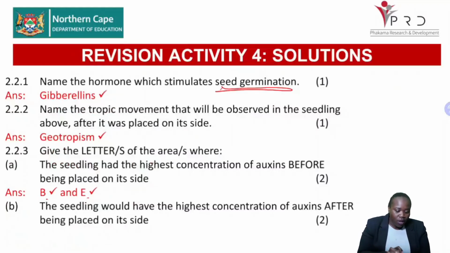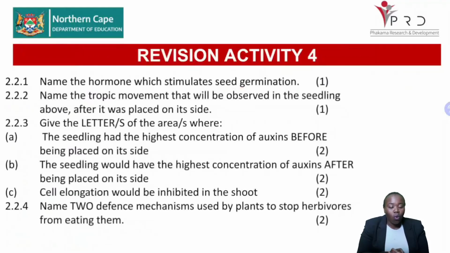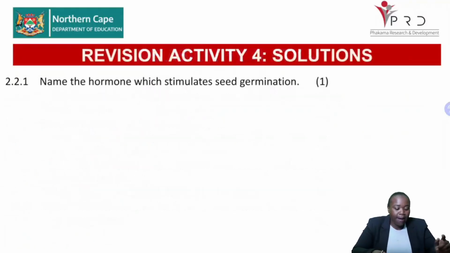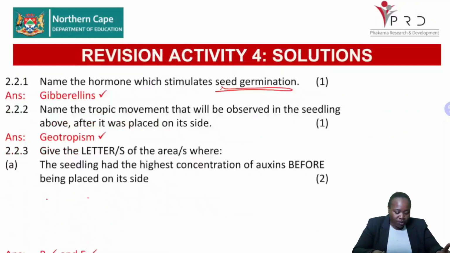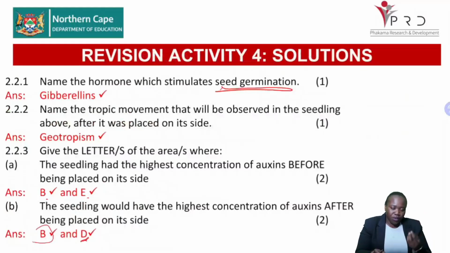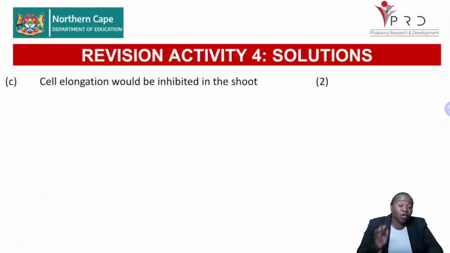Right. Now, remember, there is no phototropism, there is no light shining here. It means that we can still expect part B to have auxins and also part D, because now the seed is on its side, the auxins are being pulled by gravity downwards, meaning that now we expect to see more auxins on the lower side. B, because there is no light there, and then D, because the auxins have moved downwards to the lower side of the stem, of the root.